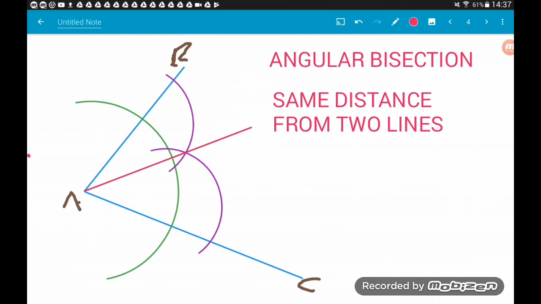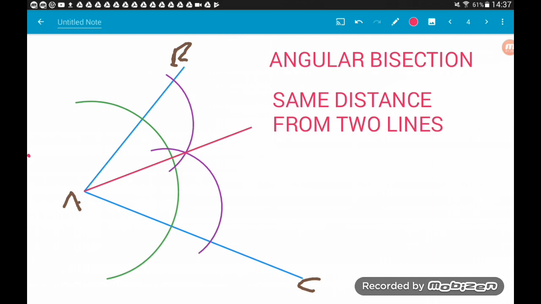So I'll take you through it briefly though. So to bisect an angle, first of all put your compass point on the point where the two lines meet. Then you want to draw an arc any size that goes through both of the lines. So here, that's my green arc.